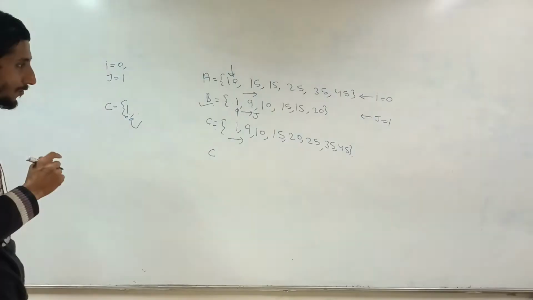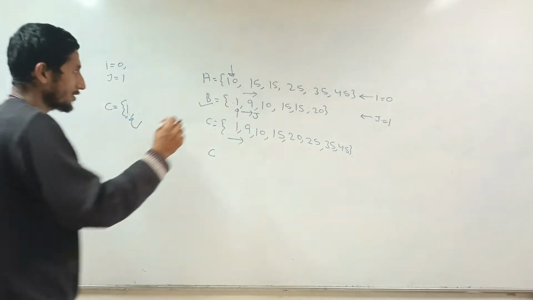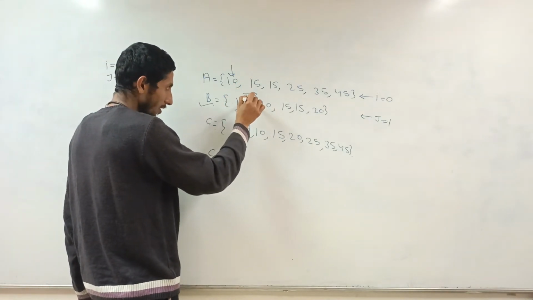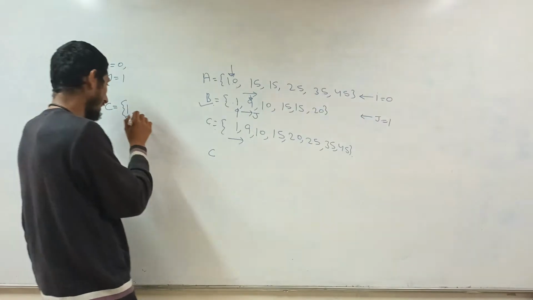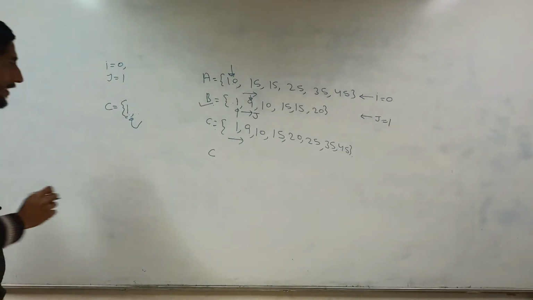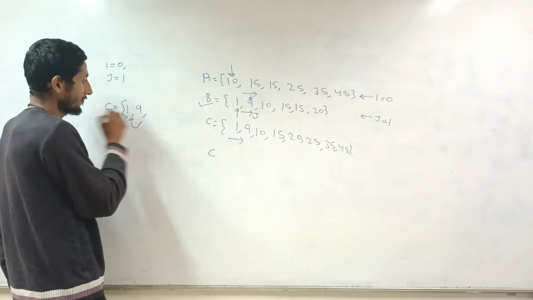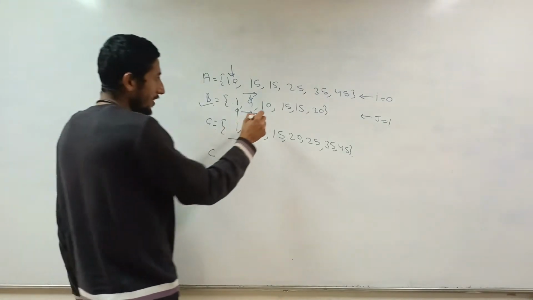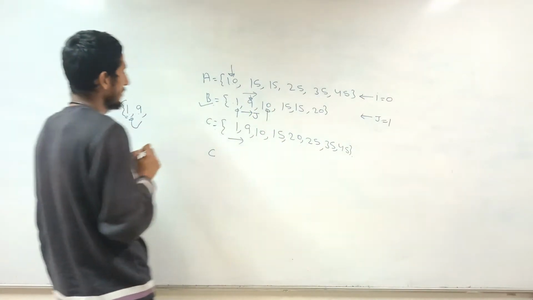So in order to remove duplicacy, first of all I will check which one is smaller. Then I pick the smaller element and compare it with the last element. Are you following this one? If it is not present inside the array, I will copy 9. Okay, I have copied 9. Then I will increment the counter.